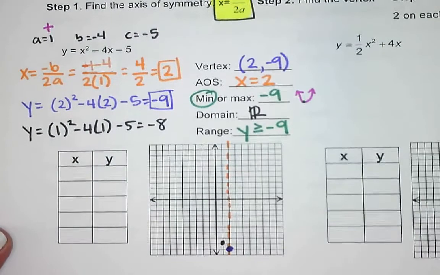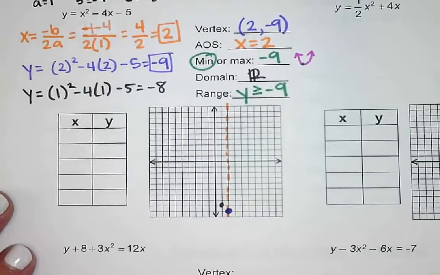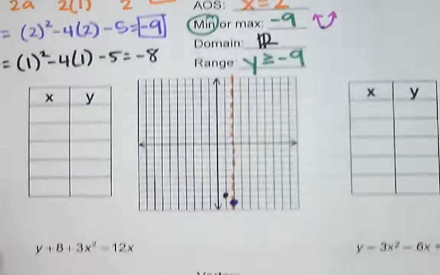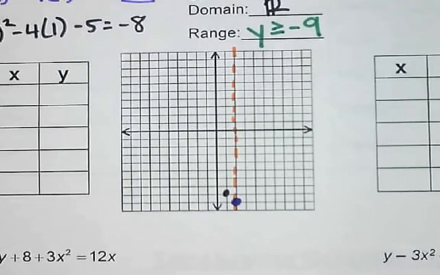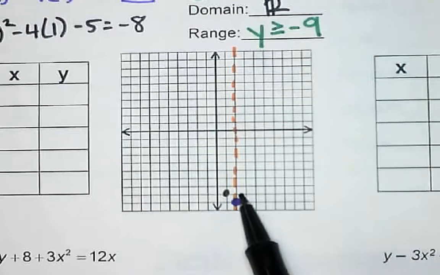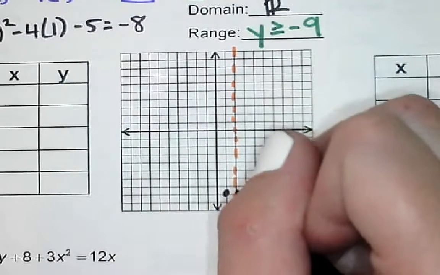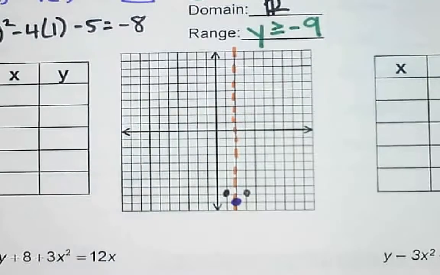And guys, this is the beautiful thing. My x value was 1, and my y value for 1 was negative 8. And guys, once you have a point, look what you can do. Can I reflect it across my axis of symmetry? Yeah, so if that's 1 away, then it's going to be 1 away on the right side. So now I've got 2 points.